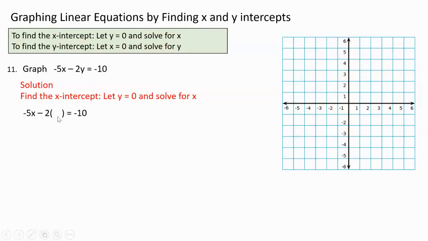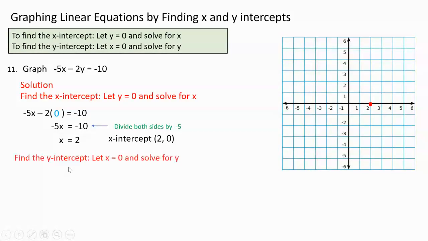So we're going to plug in 0 for y. That will give us -5x equals -10. Then we divide both sides by -5. That's going to give us x equals 2. So we plot the point, x equals 2. Then to find the y-intercept, we let x equal 0 and solve for y.